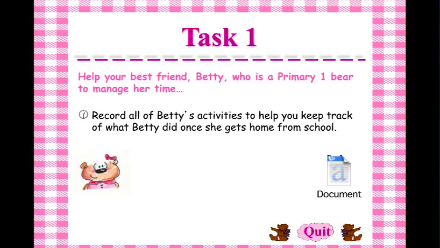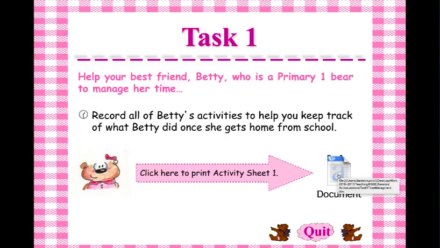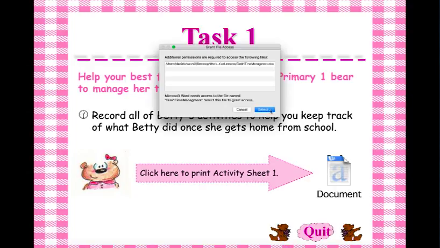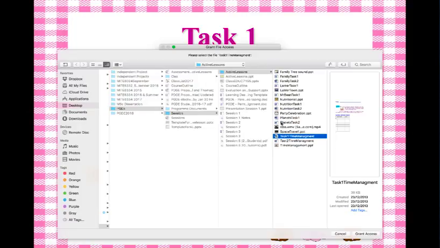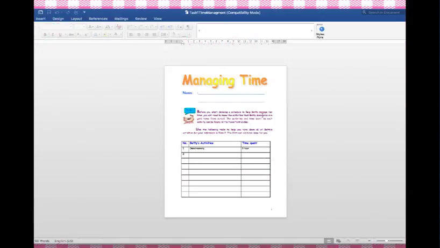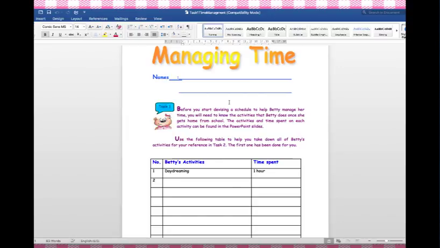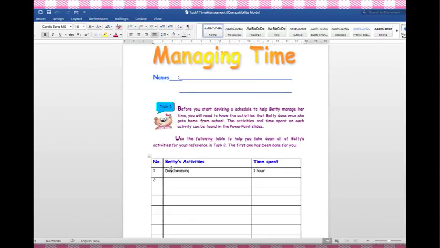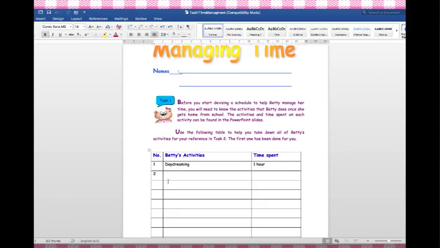So the active lesson links to documents, which are basically templates for students to complete with information. So let's have a look at this template. They need to fill up this document by listing down Betty's activities during the day and how much time Betty spent on these activities, and later on they can work out how to arrange Betty's time. So it is a task where they collect information and represent information somewhere else. They think about that information and they make some decisions.